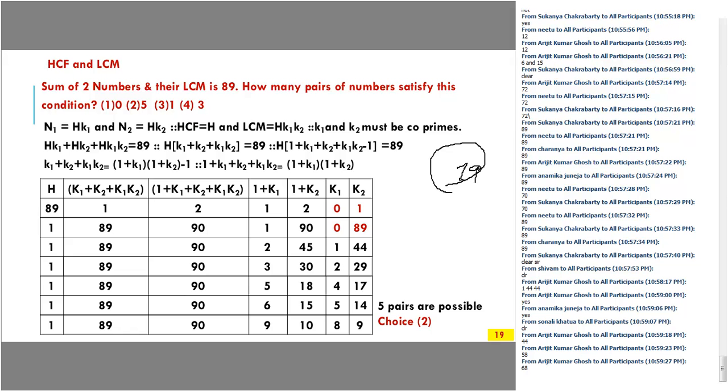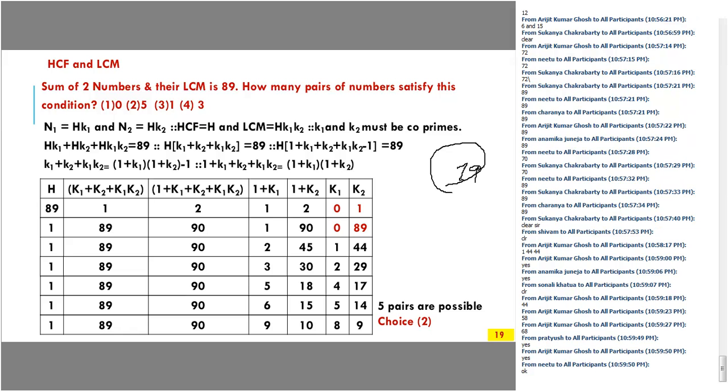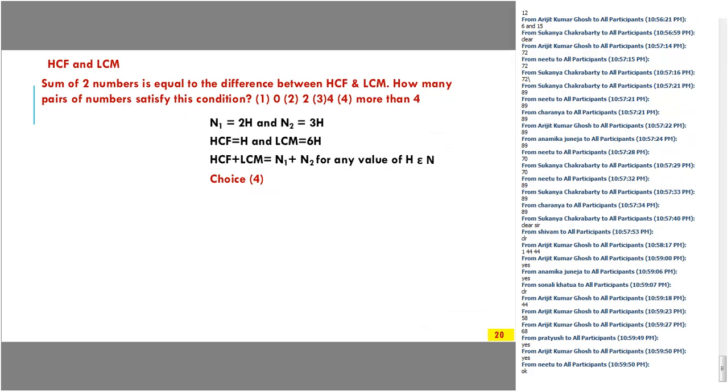I'll give you homework. Next class we'll discuss. Take the number 79 and find out. Clear? Next class when I come, I'll discuss this. Can you do 79? Not now, next class. Clear?